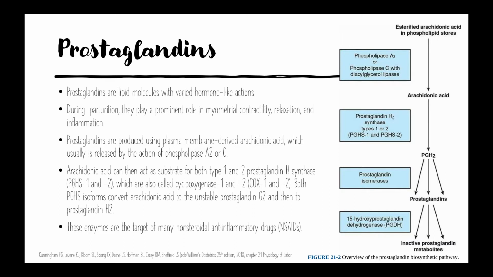Arachidonic acid can then act as a substrate for both type 1 and type 2 prostaglandin H synthase, which are also called cyclooxygenase 1 and 2, or COX-1 and 2. Both PGHS isoforms convert arachidonic acid to the unstable prostaglandin G2 and then to prostaglandin H2. These enzymes are the target of many nonsteroidal anti-inflammatory drugs, or what we call NSAIDs.